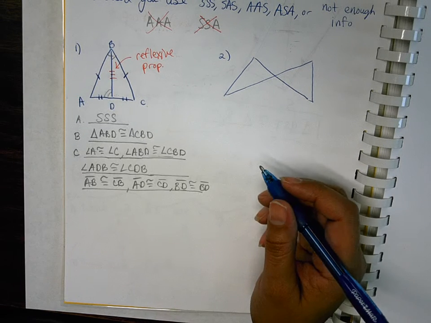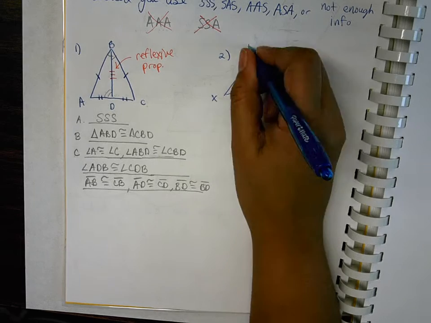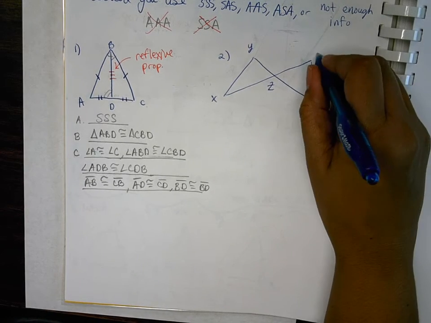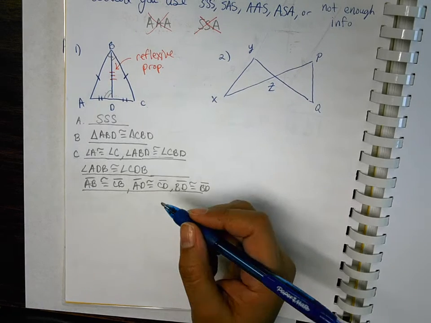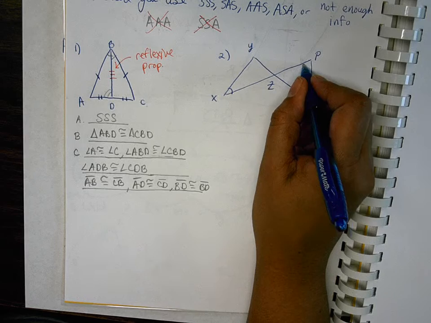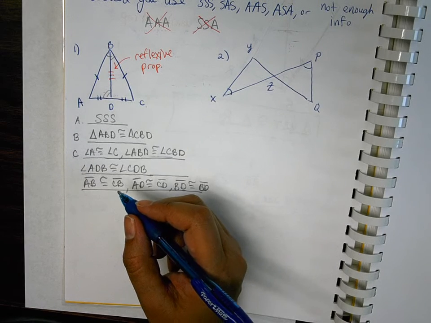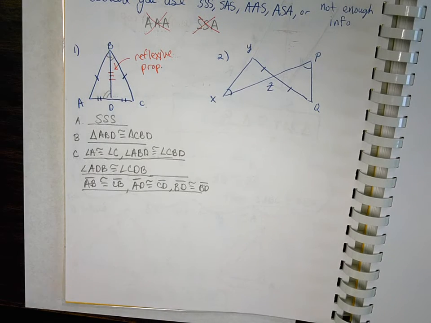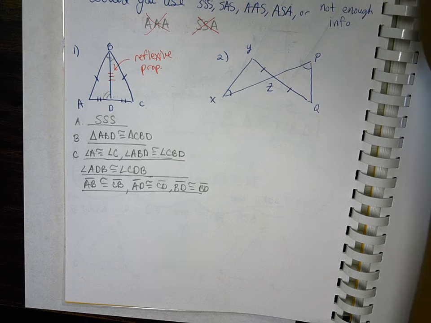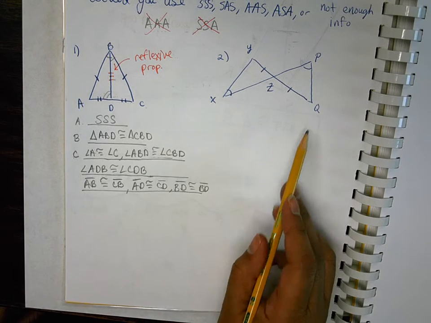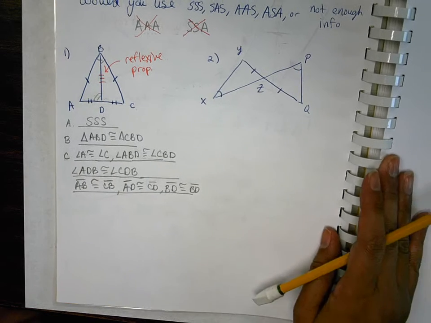I'm going to give you this: X, Y, Z in the middle, and P, Q at the end. And I'm going to give you this, angle X is congruent to angle P, and this side is congruent to this side. Did I say PA or PQ? Q.